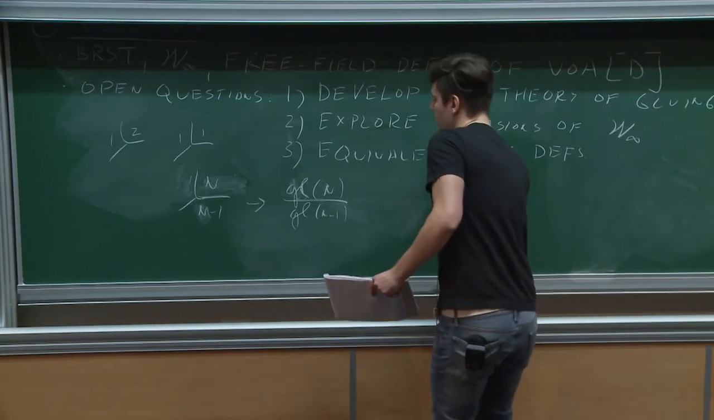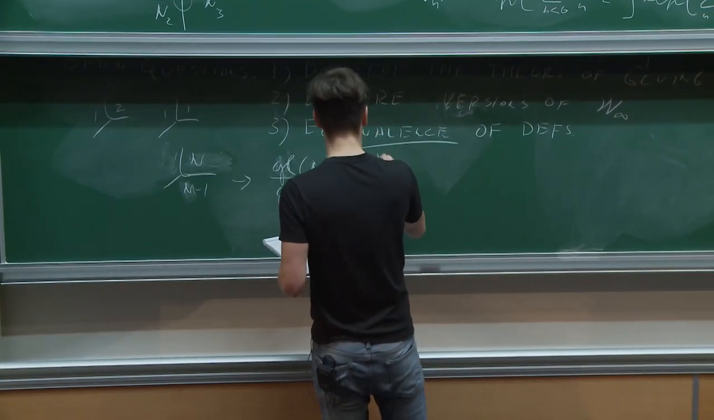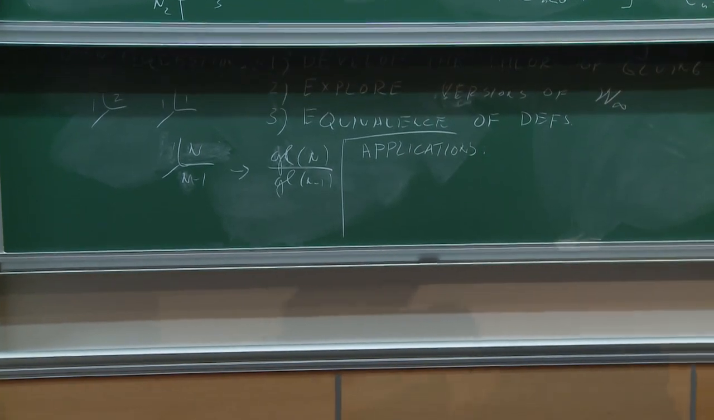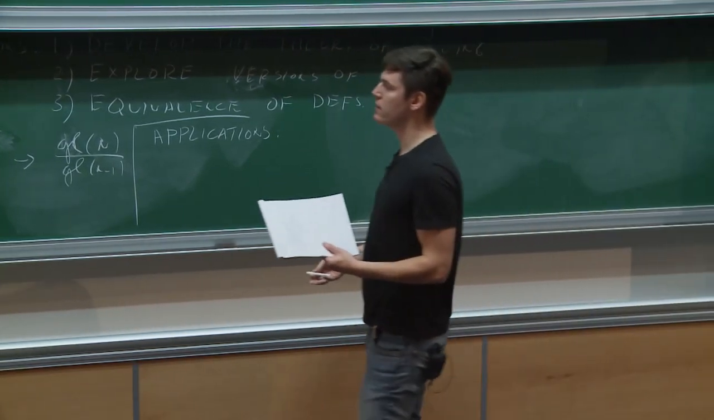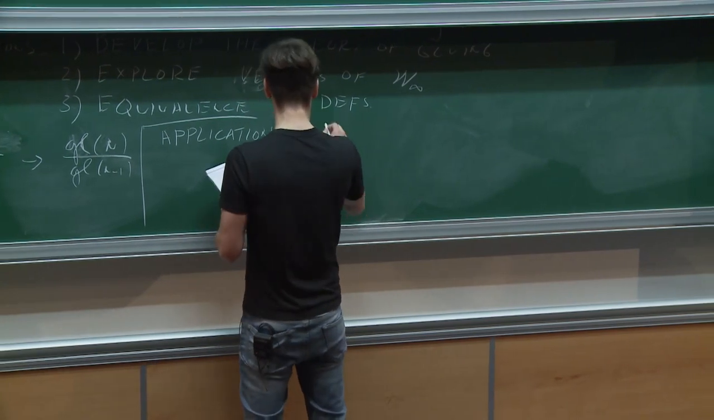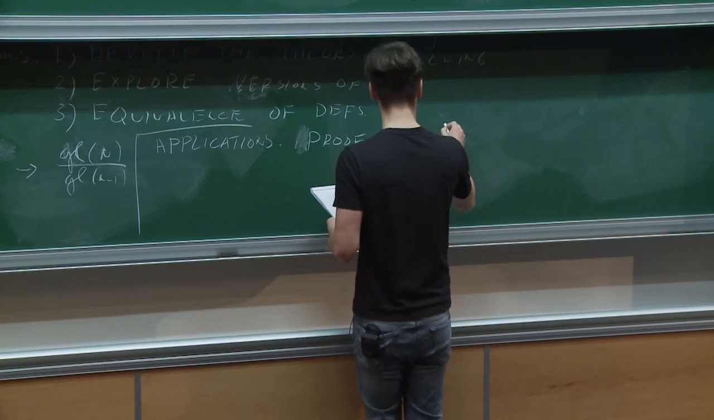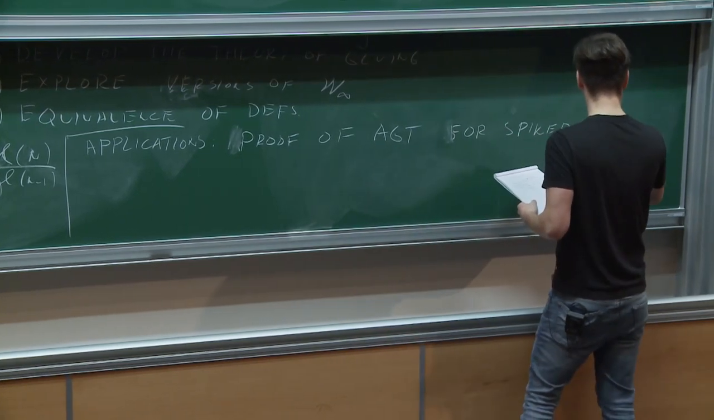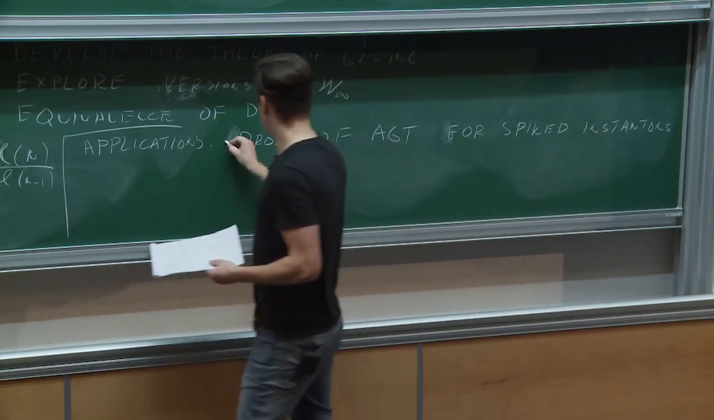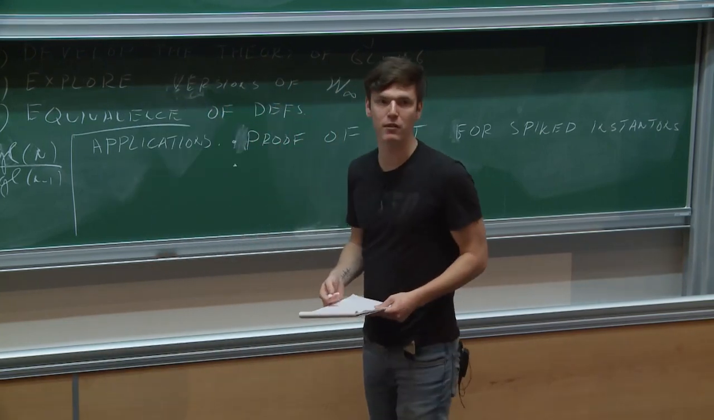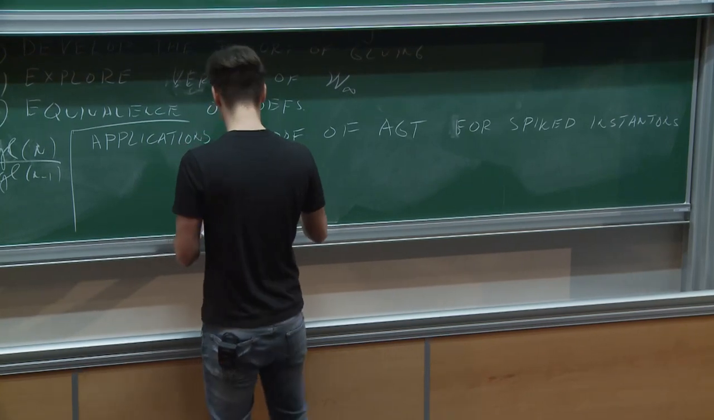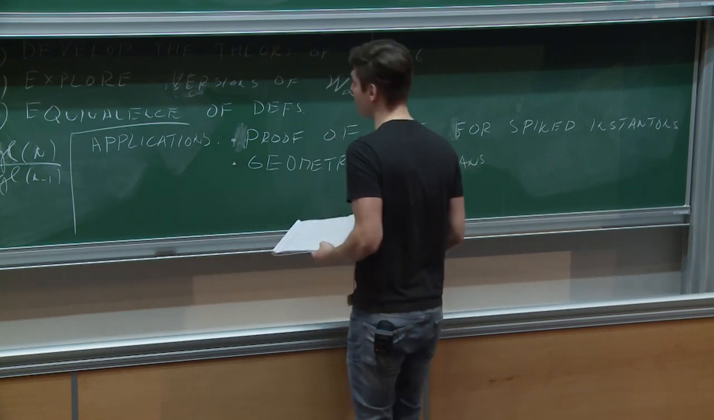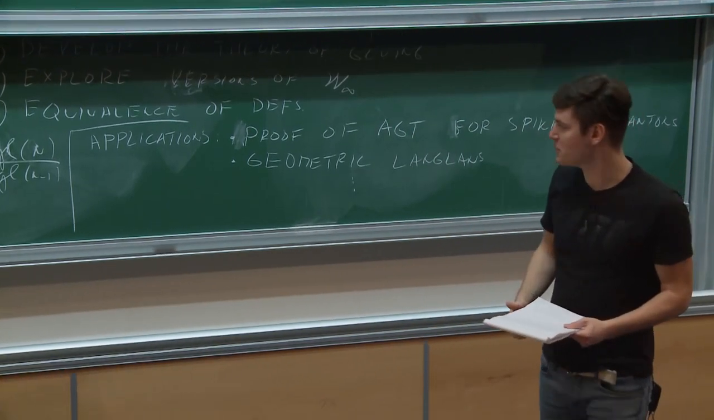but I don't know. Okay, and finally there are many possibly interesting applications. For example, prove that these vertex operator algebras are indeed those that come from the geometric actions on the equivariant cohomology of moduli spaces. So, proof of AGT for Nekrasov spiked instantons. Or possibly use some of the results being developed by Davide Gaiotto with collaborators in geometric Langlands. And possibly many other applications that are hopefully going to show up. So thank you very much.